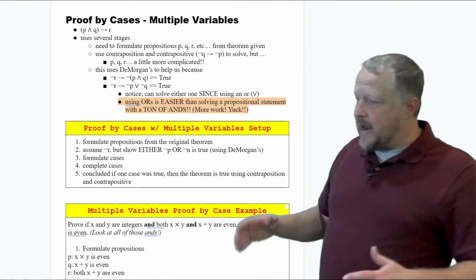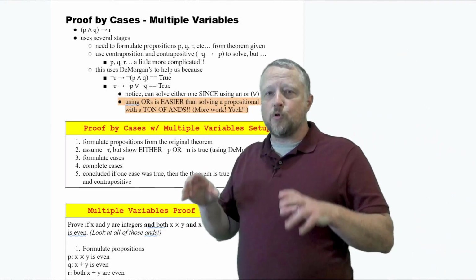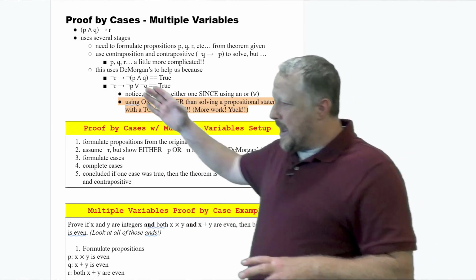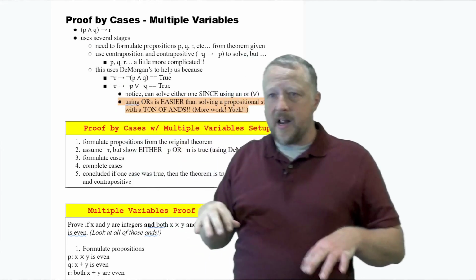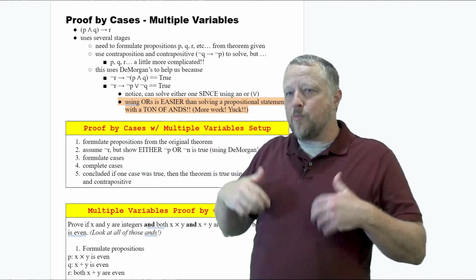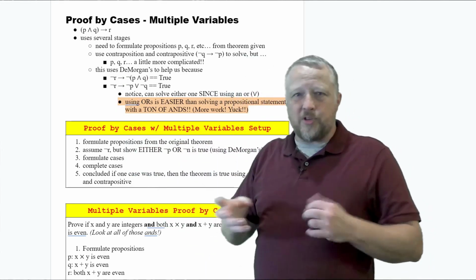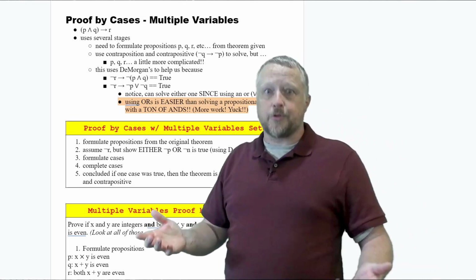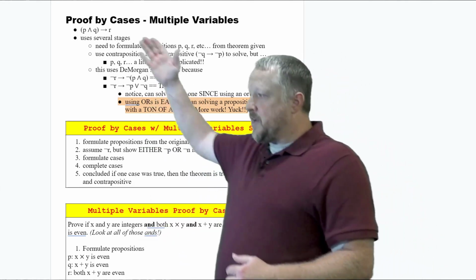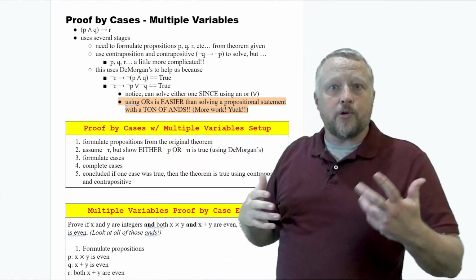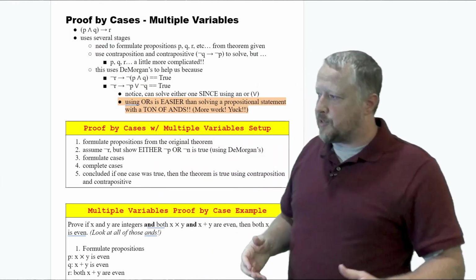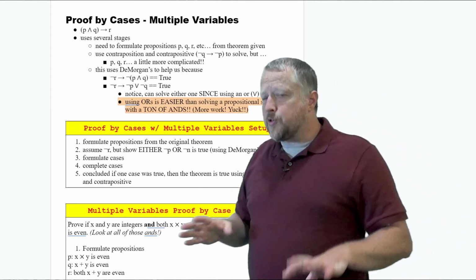In proof by cases using multiple variables, we're going to start getting theorems that are frankly much more complicated and have more ands in them. So we have to start using different variable letters, because we're so used to P and Q. That P and Q is already going to be used, so we're starting to introduce R. We might start introducing some other variables into this as well.